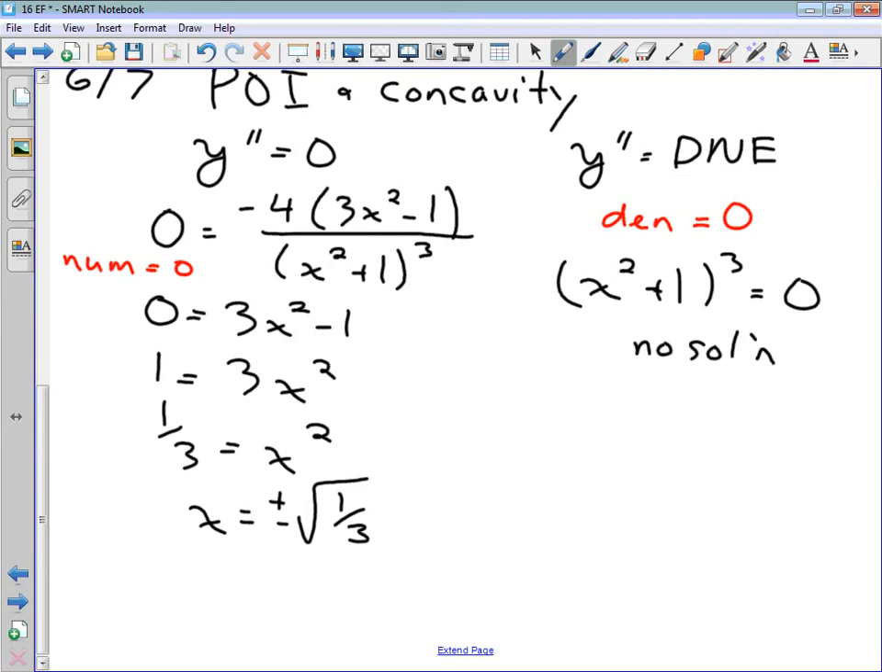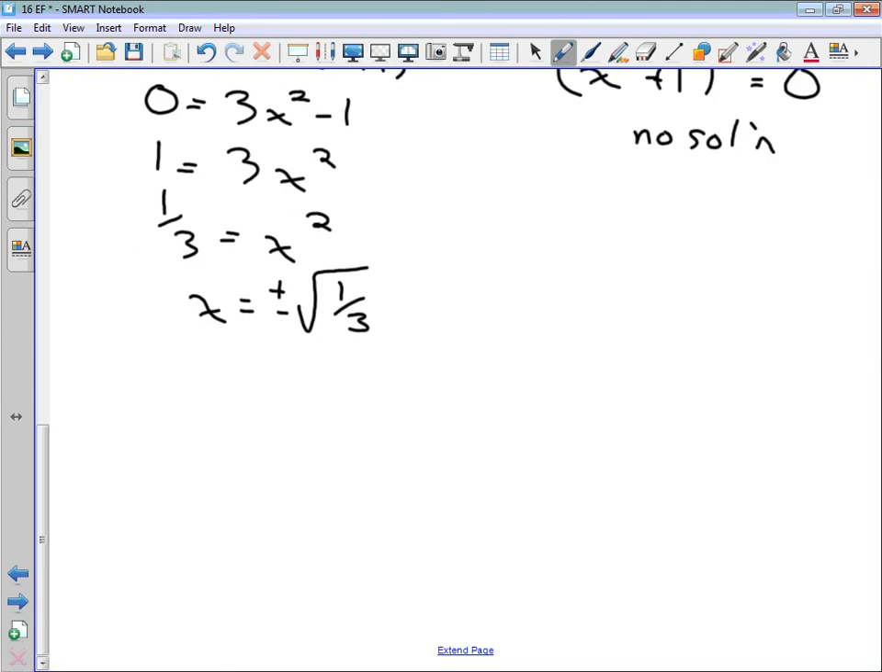Okay. And you might notice a pattern here. When we did where does our first derivative not exist, we had no solutions. When we looked for our vertical asymptotes and we said where does our original function not exist, we had no solutions. So there tends to be a trend in terms of finding where there are no solutions to these things. Okay, our concavity table.